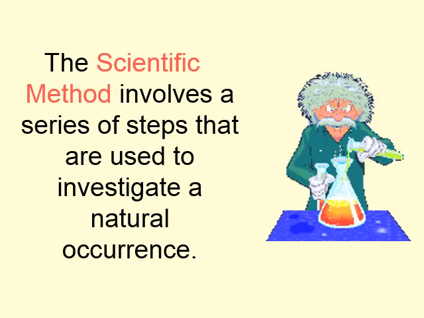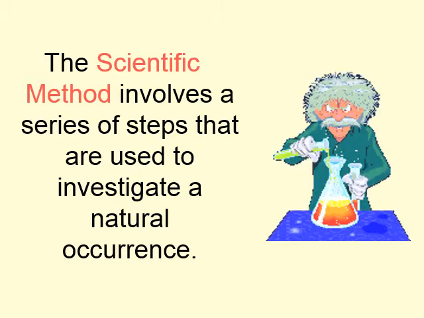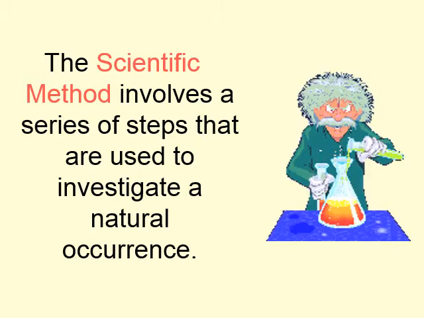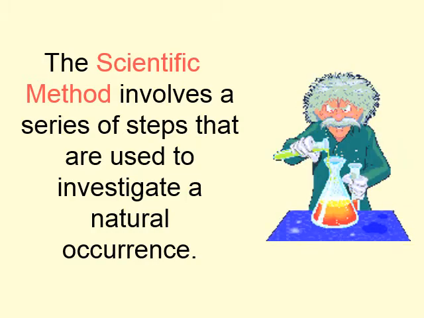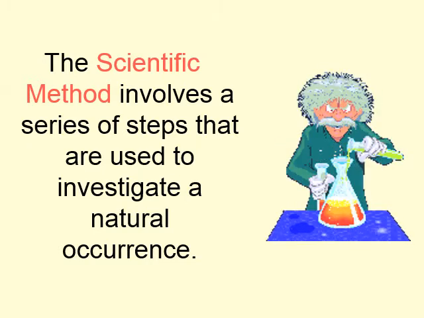So the scientific method involves a series of steps, and they're used to investigate something that happens naturally, or a natural occurrence. The first step in the scientific method really is observation, as you have to observe before you can ask the question that is often considered step one.